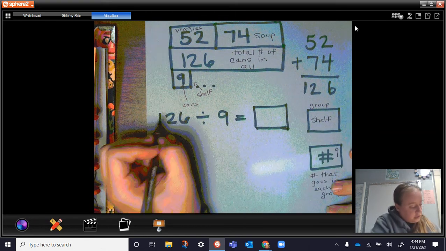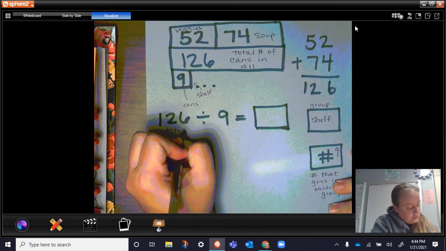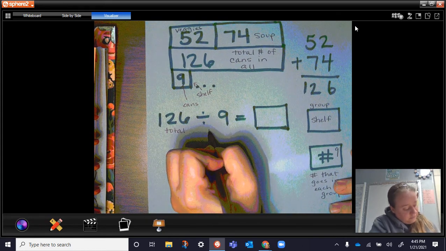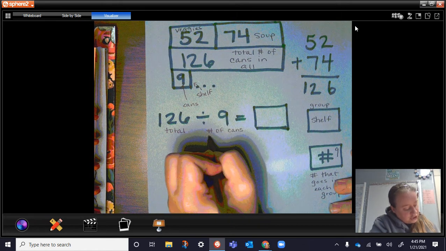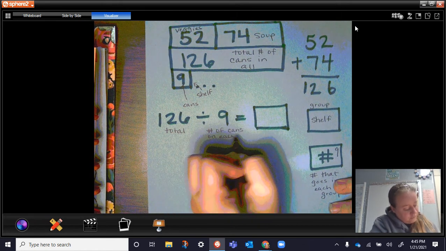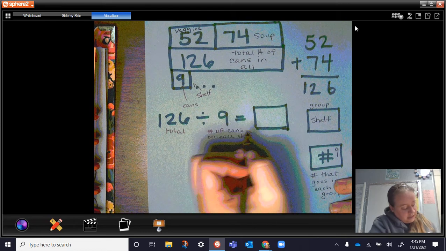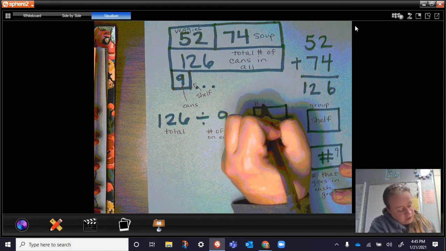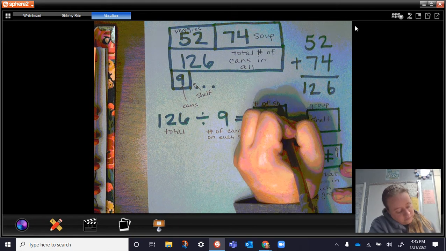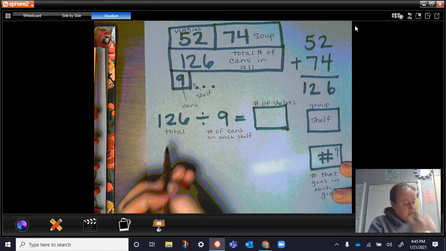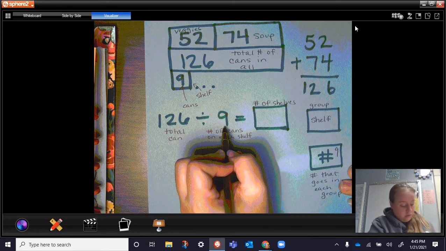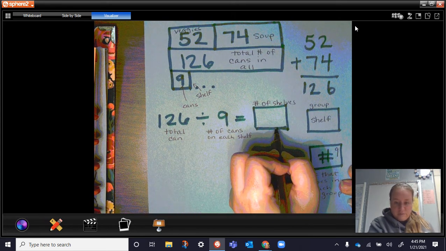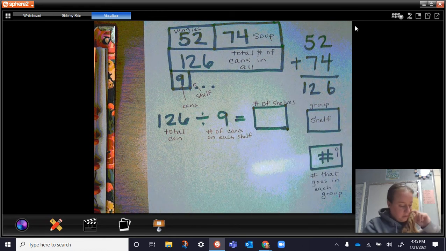So again, here's my total. Here is the number of cans on each shelf. And here is the number of shelves. Total, number in each group. I'm missing the number of groups. That's division, okay?